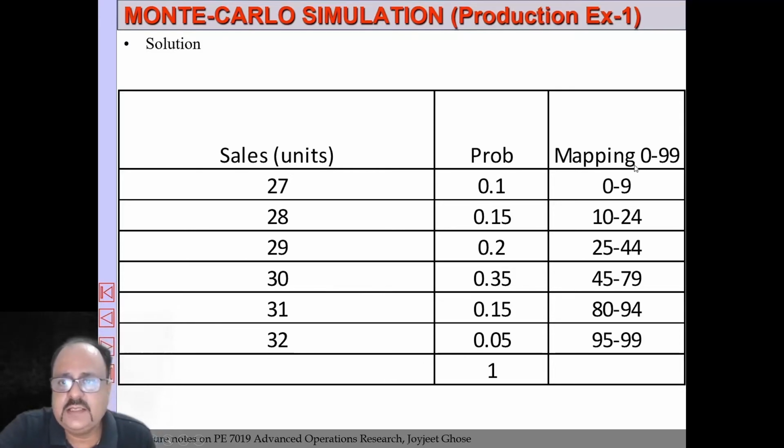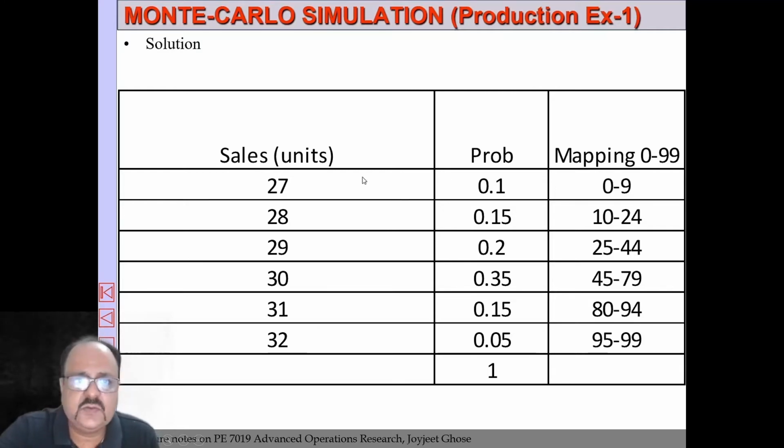If the random number lies between these mapping values, accordingly we'll map it to the particular cells depending on the probability. So this concept is very important for you to understand in order to understand the Monte Carlo simulation application of this particular problem. Let me explain again. Based on the percentage, 10% is 0 to 9, that is 10 units. Then 15% is from 10 to 24. So accordingly, we have mapped the 100% probability into these ranges.